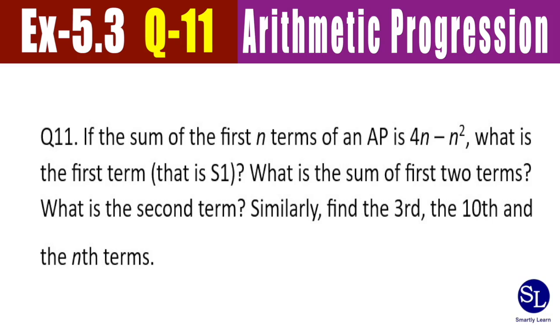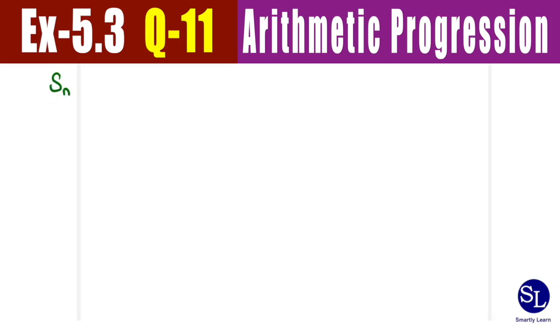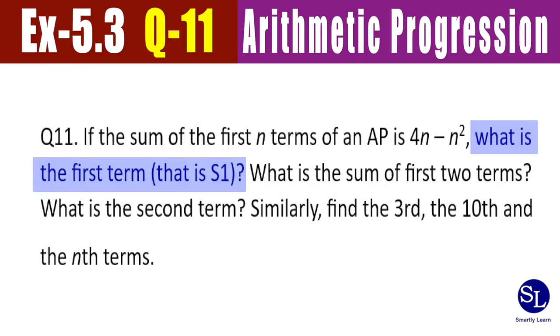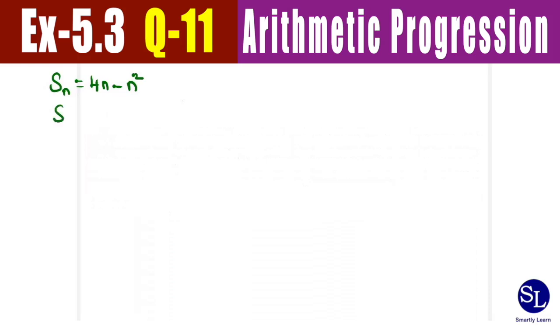So first let's write the expression that they have given for Sn. So Sn is equal to 4n minus n squared. First thing they're asking is what is the first term, and they have given the clue that as S1. So let's calculate the S1 first. So how do we do it? Wherever n is there, I'm going to put the value of 1. So 4 into 1 minus 1 the whole square. So 4 minus 1 is 3. So S1 is 3, which means A is equal to 3.